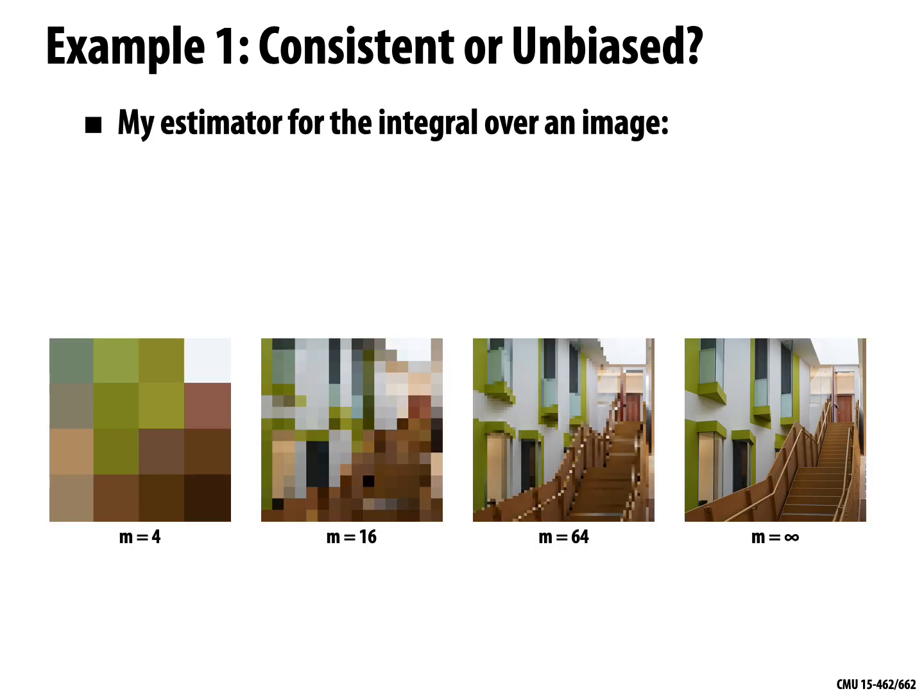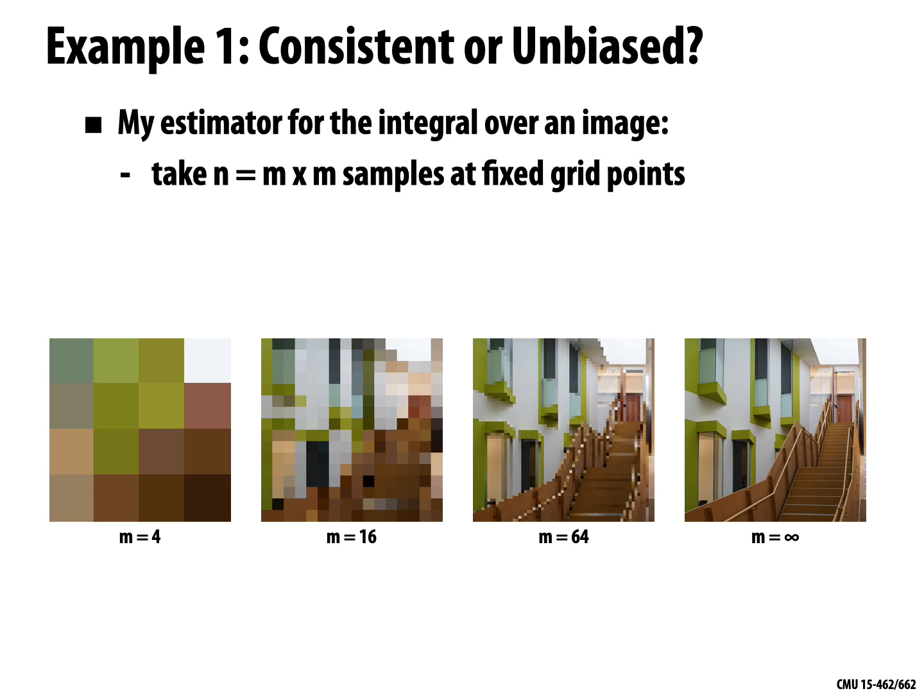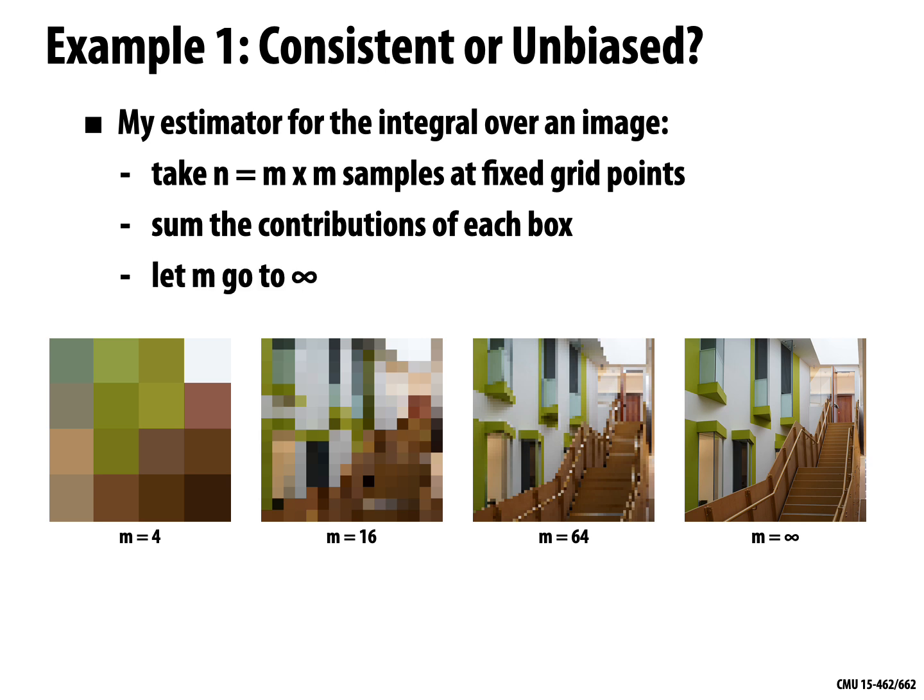So here's my task. I have an image, I have a photograph, and I want to just integrate the photograph. I want the total brightness of the image, basically. Okay? So here's my first estimator, my first strategy for estimating this integral. I'm going to take m by m samples at fixed grid points for some value m. And then I'm going to do kind of a Riemann sum. I'm going to sum the contributions of each box. Right? Some really simple quadrature rule. And then I'm going to let m go to infinity.